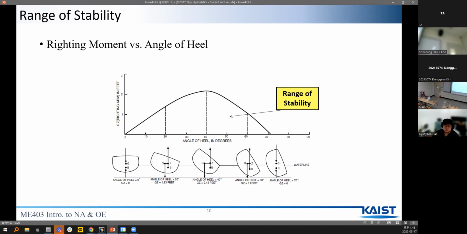and it will reach a maximum at about the angle of heel at which the deck edge starts to immerse, like the middle section. Beyond that, it will tend to decrease and eventually drop to zero. At any greater angle, the vessel will capsize.